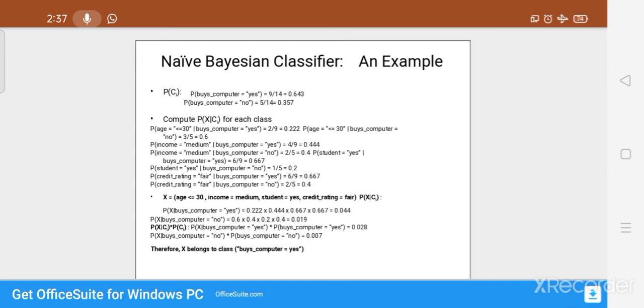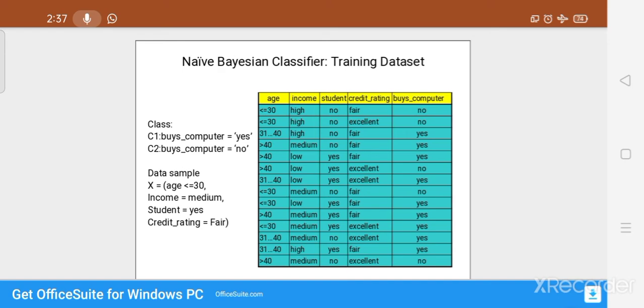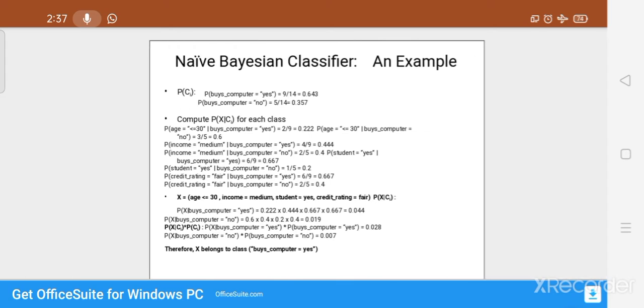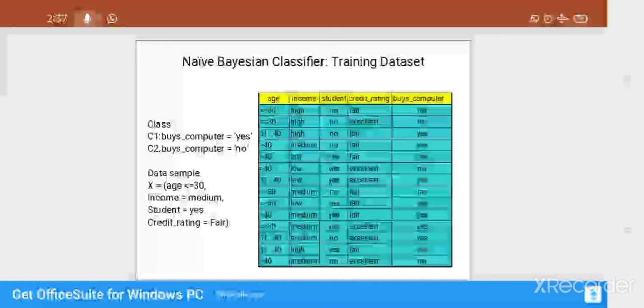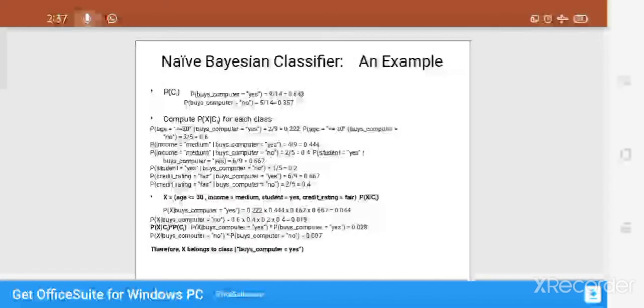The same we can calculate for buys_computer equals no. Here we can count 1, 2, 3, 4, 5, so 5 out of 14, which is nothing but 0.356. Now we have to compute the probability of X given each class label. For each class, we have to consider each attribute separately: age less than or equal to 30, checking buys_computer equals yes or buys_computer equals no. The same for income equals medium, separately, and after that we have to combine them.